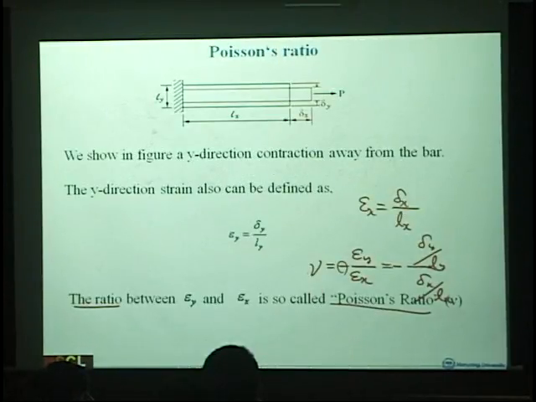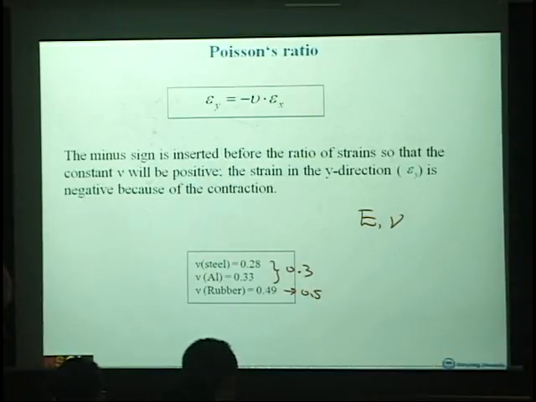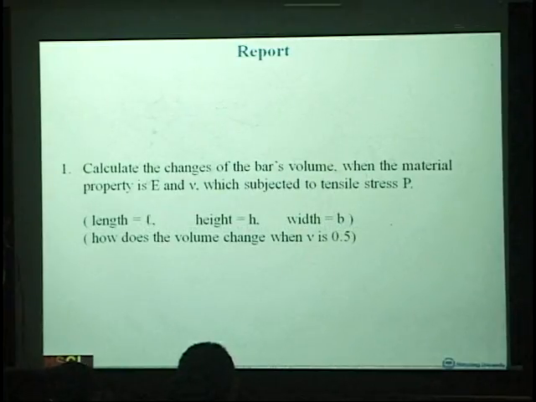So remember that we have two material properties, Young's modulus and Poisson's ratio, in a bar, which is different from a spring. We have two material properties, Young's modulus and Poisson's ratio, in a solid. Well, this is today's report.